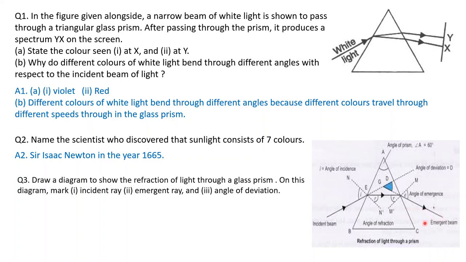Now when we extend the emergent ray backward, as well as the incident ray, we find that these two rays, incident ray and emergent ray, meet at one point and form an angle, and this angle is the angle of deviation.